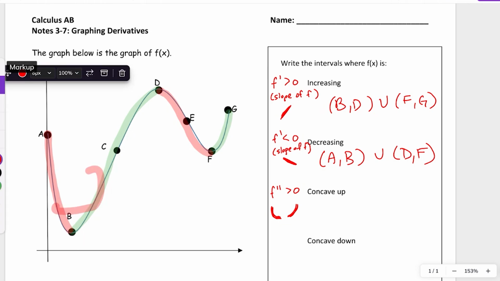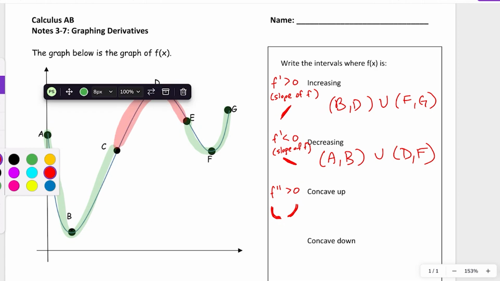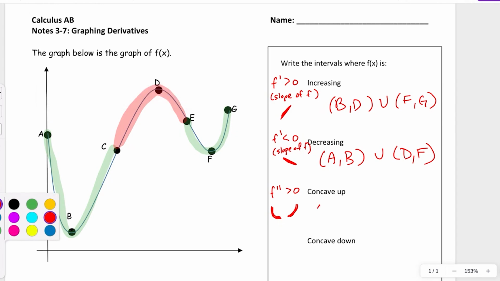And so we can see that's happening. Let's erase all this. We can see that it's concave up here, concave up here, and concave down in between those inflection points. So it's concave up between A and C, and also E and G.